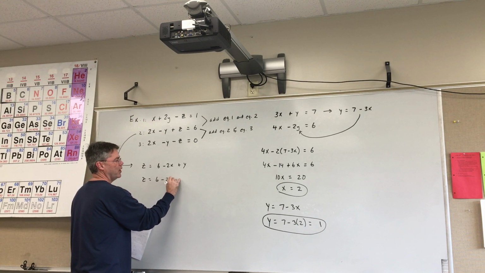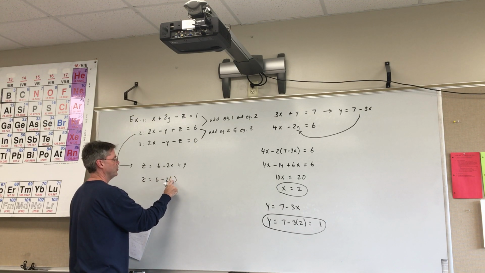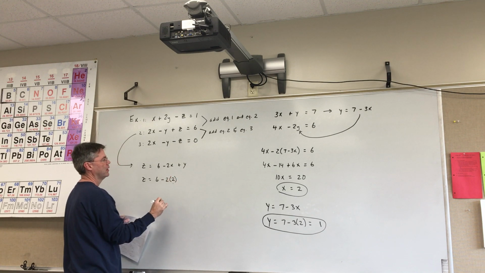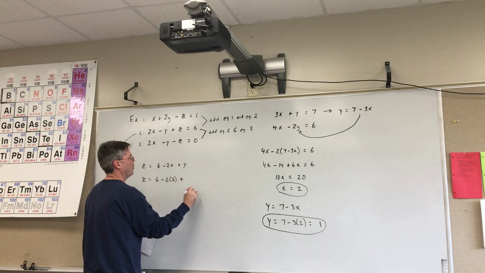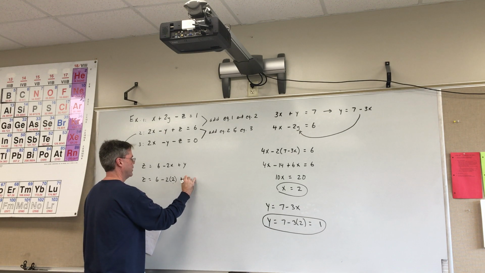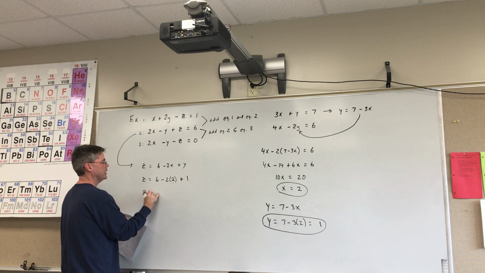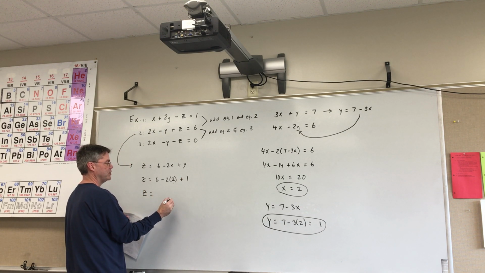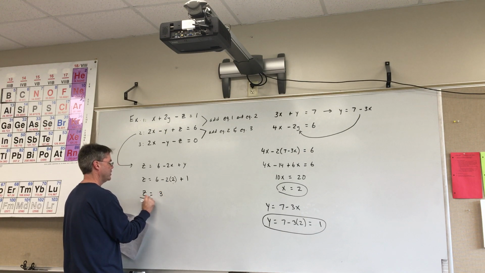So z is equal to 6 minus 2 times x. We know that x is 1. Plug that in. Excuse me, x is 2. Plus y is equal to 1. So z is equal to 6 minus 4. That's 2 plus 1, and that is 3.